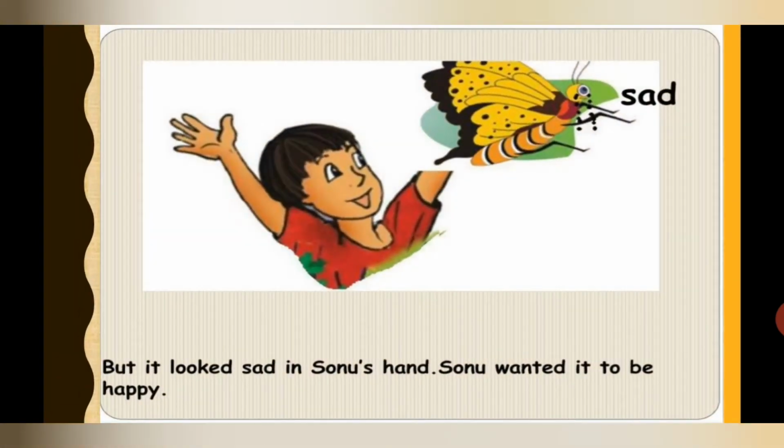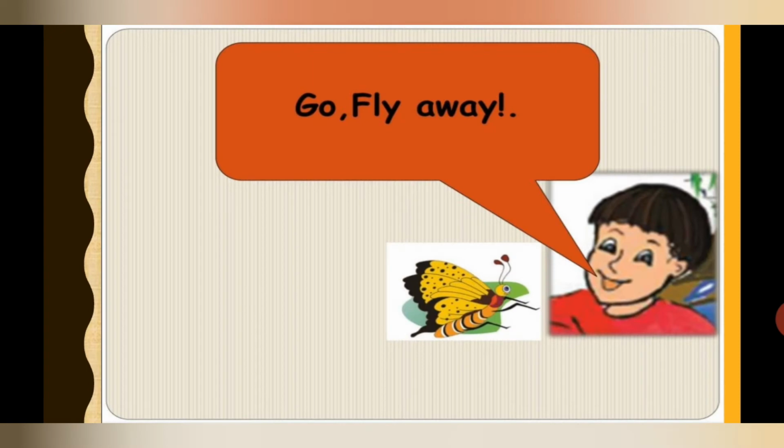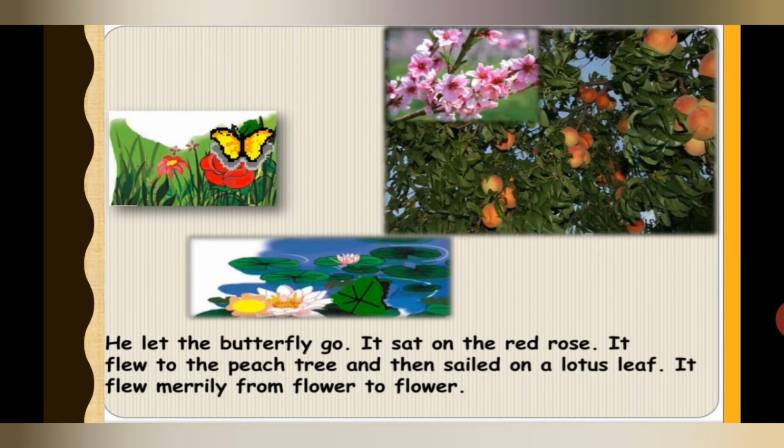But it looked sad in Sonu's hand. Sonu wanted it to be happy. Okay, but that butterfly was quite sad when it was caught by Sonu. Now, Sonu wanted that butterfly to be happy. So what did he do? He said, "Go fly away." So he let the butterfly go and he said, "Go fly away." And now the butterfly was very happy.